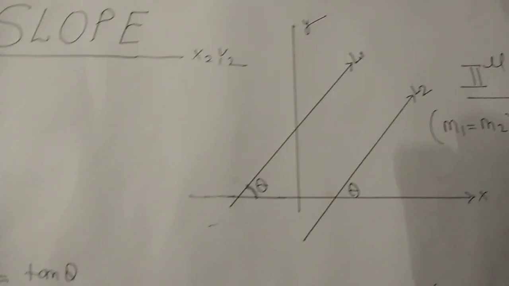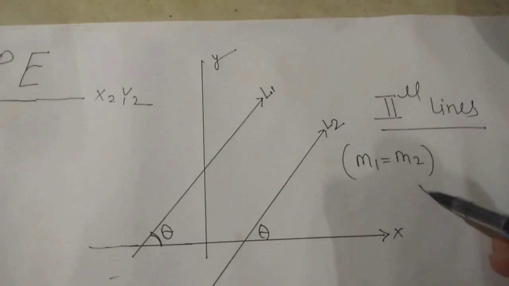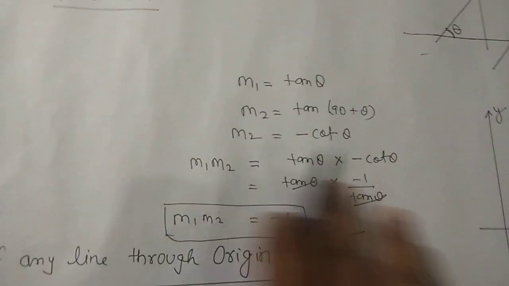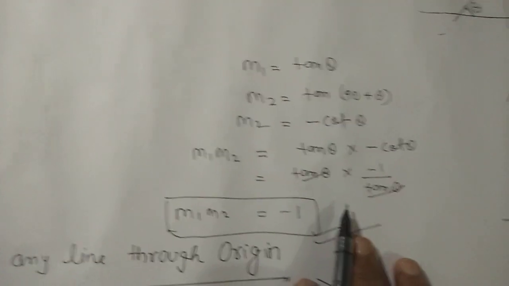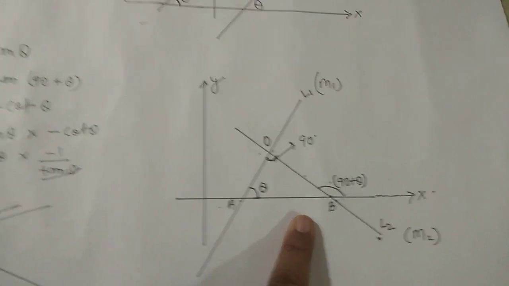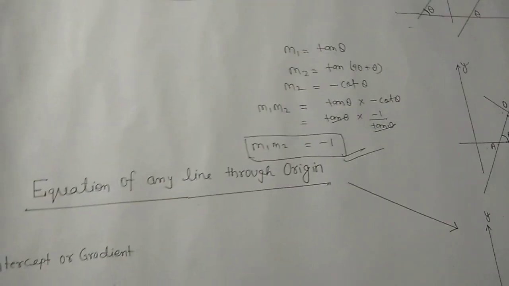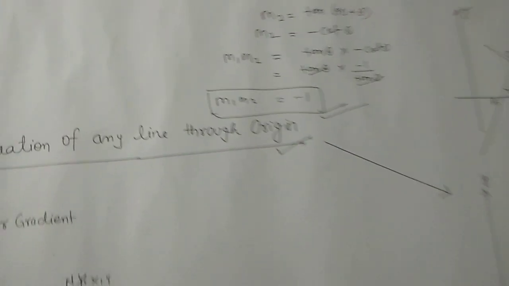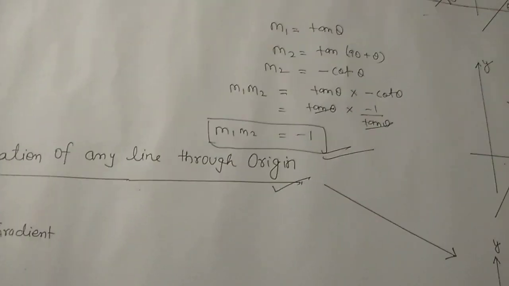For parallel lines, we know that parallel lines have the same slope, so m1 is equal to m2. Now after that, don't tell me you have confusion: how is m1 m2 equal to minus 1? With the help of this figure. Now coming to the equation of a line. The equation of a line has so many different forms, but first of all, the origination of the equation of a line.